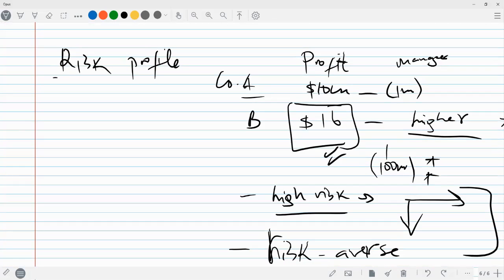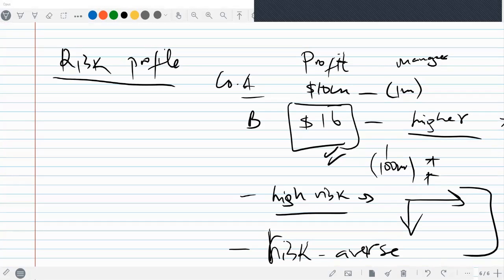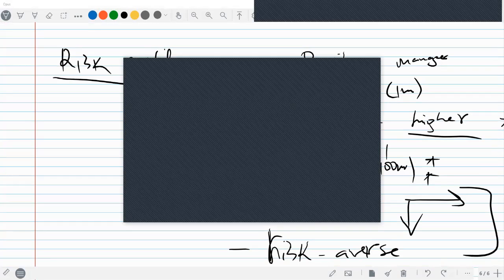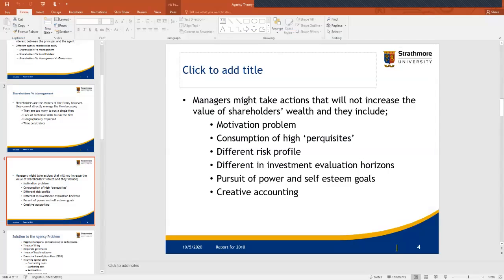Okay, that's what we mean by the risk profile between the two, the managers and the shareholders. Then of course you have pursuit of power and self-esteem goals. Now, we may have cases where the managers, when it comes to making acquisitions, when it comes to investing shareholders' money, don't forget they need to look at: is this investment going to increase the wealth of the shareholders? That ought to be the key question they need to ask themselves.